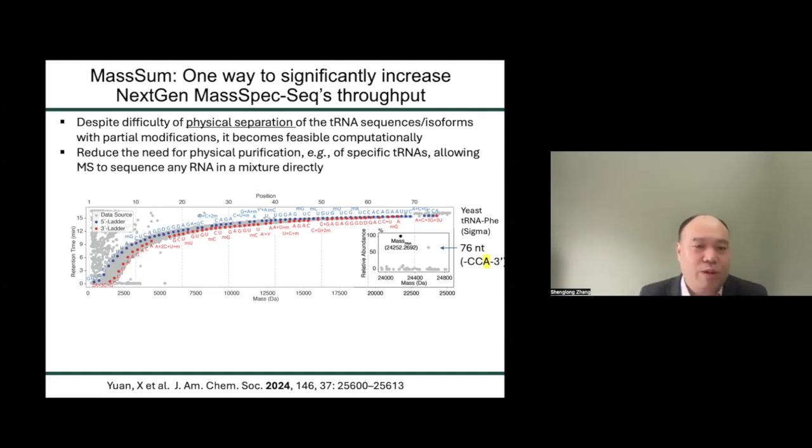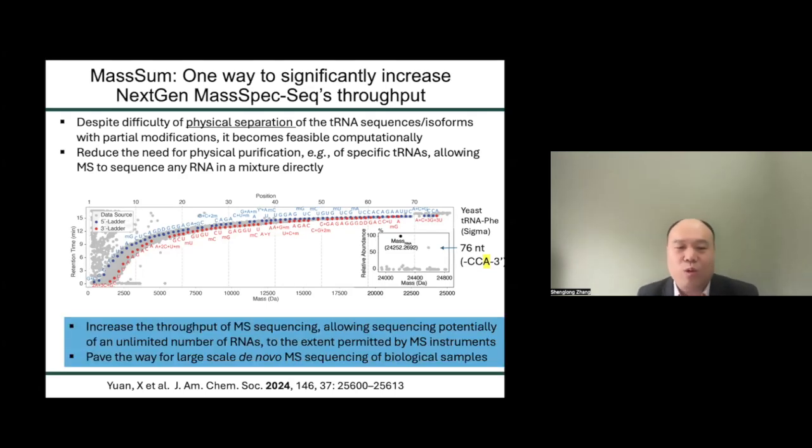So with this approach, we can reduce the need for physical purification of a specific tRNA and allow mass spec sequencing of any RNA in the mixture directly. And this, of course, can help to increase the throughput of mass spec sequencing, allow multiplexed sequencing, and even increase the number of RNAs allowed by the instruments. This also paves the way for large-scale mass spec sequencing of RNA.